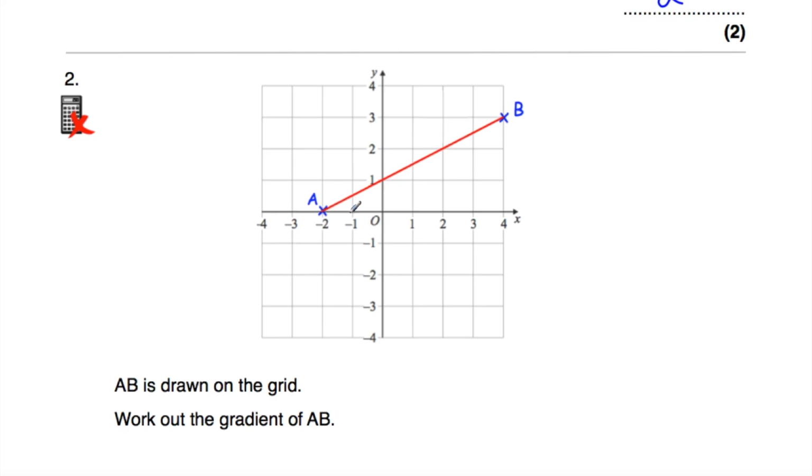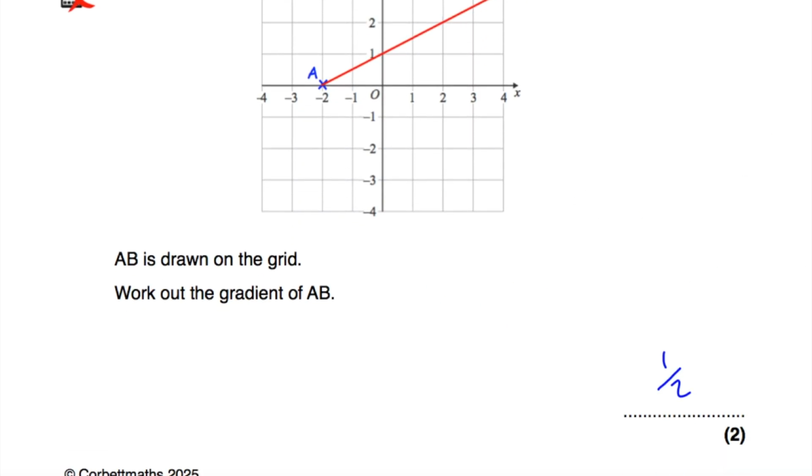Every time you go across 1 unit, you go up half a unit, and so on. And I know that it's a half because after going across 2 units, we've got to 1, so we've gone up 1. So that means the gradient would be a half. Also, you could use m equals y2 minus y1 over x2 minus x1, but on this question, I probably would use one of the first 2 approaches. And that's it. So the gradient of that line is a half.